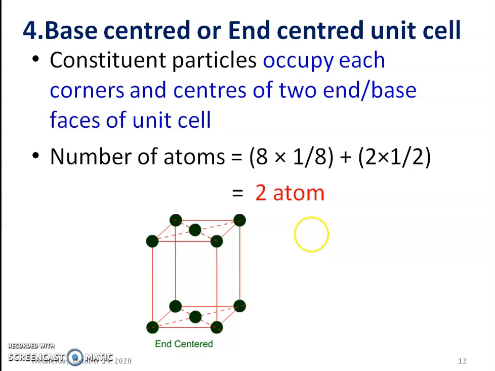So this is about the total number of atoms present in various unit cells. You remember, in a simple or primitive unit cell there is 1 atom. In a body centered unit cell there are 2 atoms. In a face centered unit cell there are 4 atoms, and in an end centered unit cell there are 2 atoms.